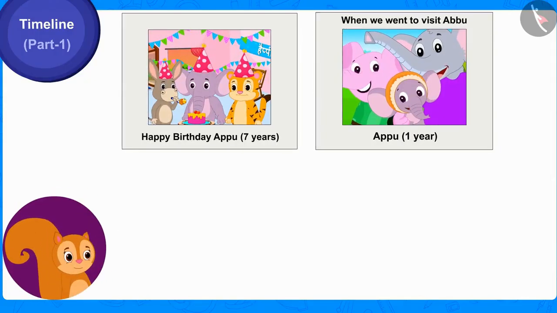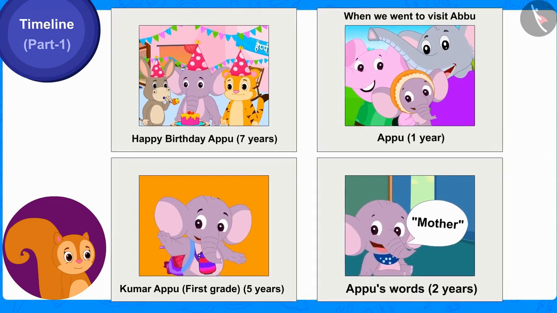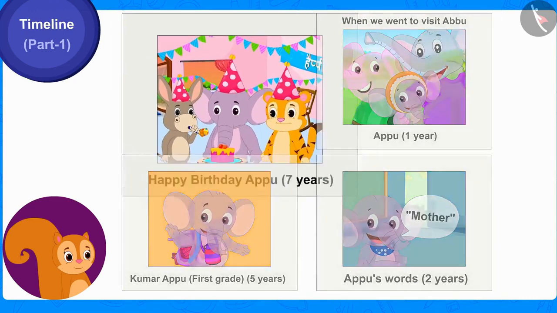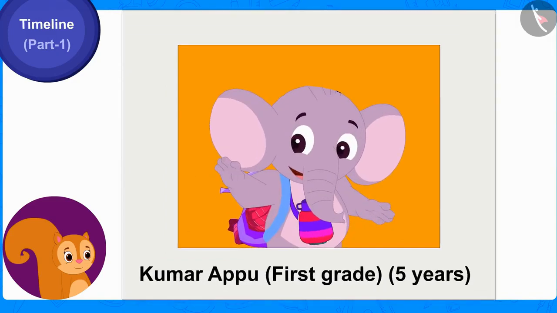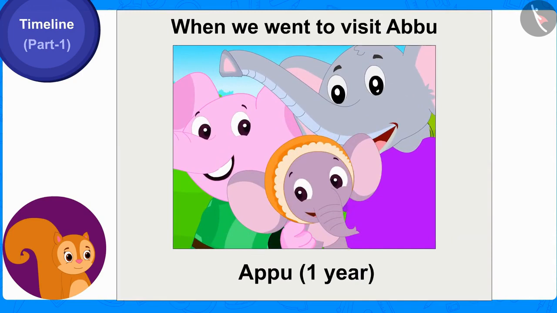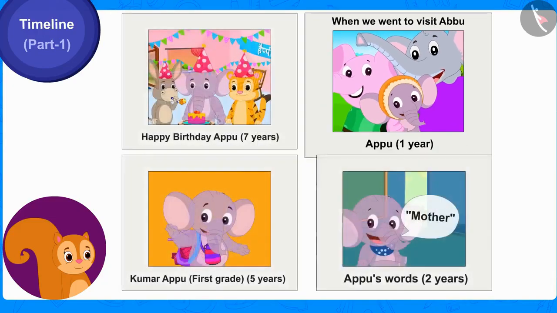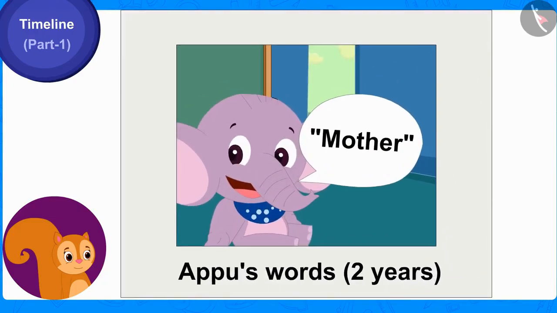Chanda removed these 4 photos from Appu's album. In this picture, Appu is celebrating his 7th birthday. In this one, Appu was in 1st grade. This picture was taken when Appu was 1 year old and his parents had taken him on a trip to Abu. And this last picture was taken when Appu first started speaking the word mother at the age of 2.